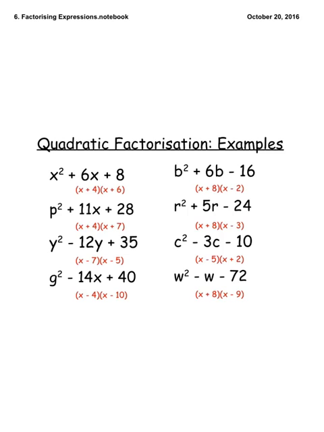So the answer to trinomial 1 is x plus 4, x plus 6. The answer to the second one is x plus 4, x plus 7. The answer to trinomial 3 is x minus 7, x minus 5. The answer to number 4 is x minus 4, x minus 10. The answer to number 5 is x plus 8, x minus 2. The answer to number 6 is x plus 8, x minus 3. The answer to number 7 is x minus 5, x plus 2. And the final answer is x plus 8, x minus 9.